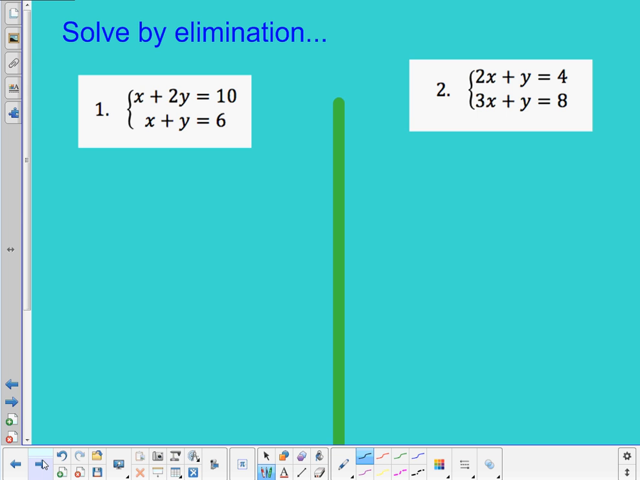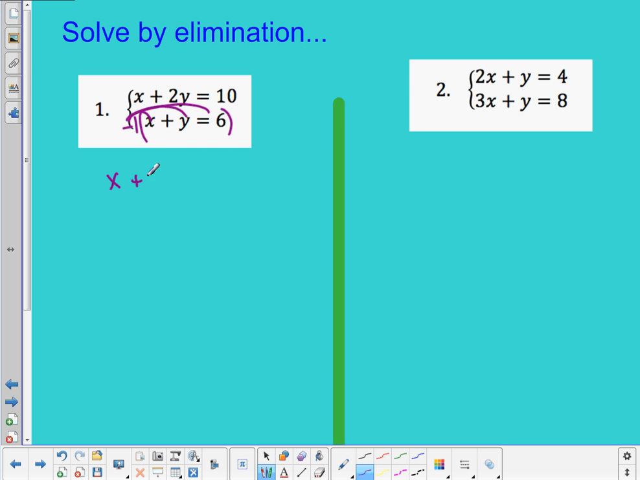So let's take a look at some examples. In number 1, we have x plus 2y is equal to 10, and in the bottom, x plus y is equal to 6. Now, we did a little bit of this yesterday where we had to multiply one of the equations by -1. I've got my x terms lined up, y terms lined up, equal signs, constant, I'm good. But I don't have opposite coefficients. So if I take this bottom equation and multiply it by -1, in other words, distribute a -1 through all of those, here's what the new system looks like.